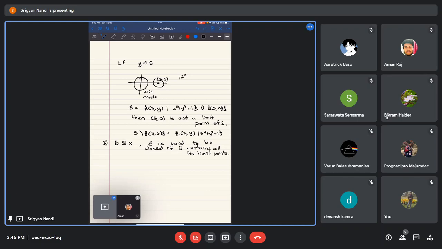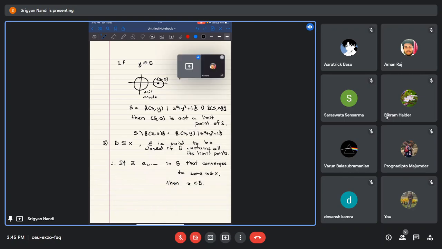So if E is closed, and there is a sequence in E that converges to some x in X, then of necessity x must belong to E itself, since E is closed. It can be thought of as closed under convergence. If there is any convergent sequence within E, it must converge to a point in E itself. It cannot converge to a point outside. So that defines closedness. And I think there will be one more definition left after this.